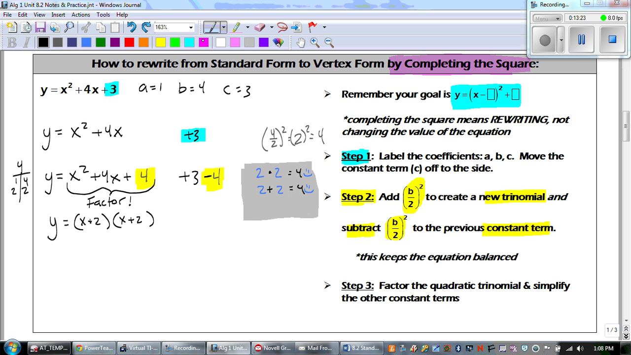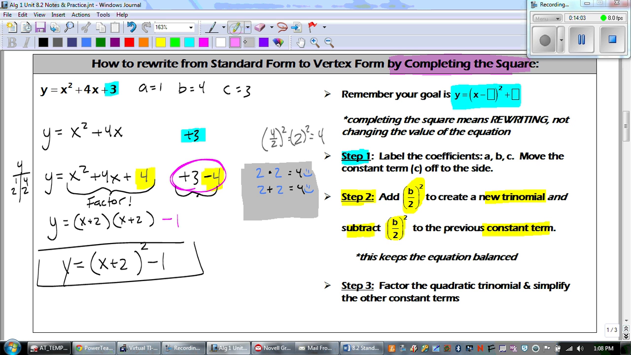Now I have that, but let's not forget about the plus 3 and the negative 4. Well, what's plus 3 minus 4? I can start to simplify that, and we get negative 1. Now the very last step, when we're talking about our goal, those two binomials repeat themselves, so that's where we get the (x plus 2) squared, and then that minus 1 stays on the outside. So there is my vertex form.